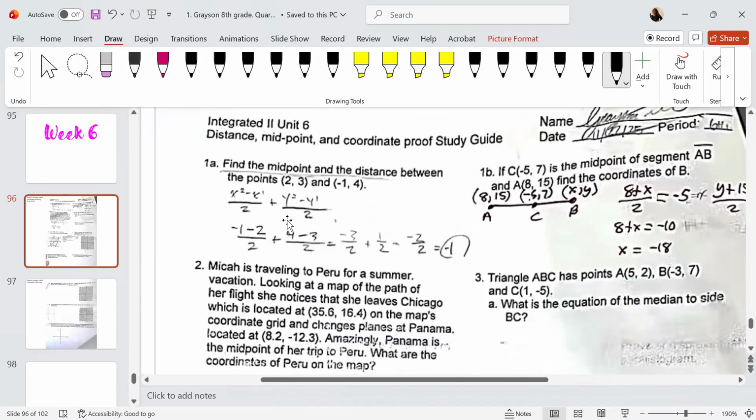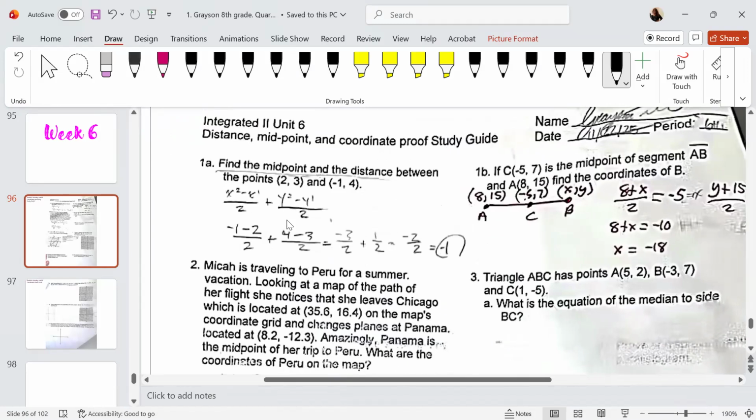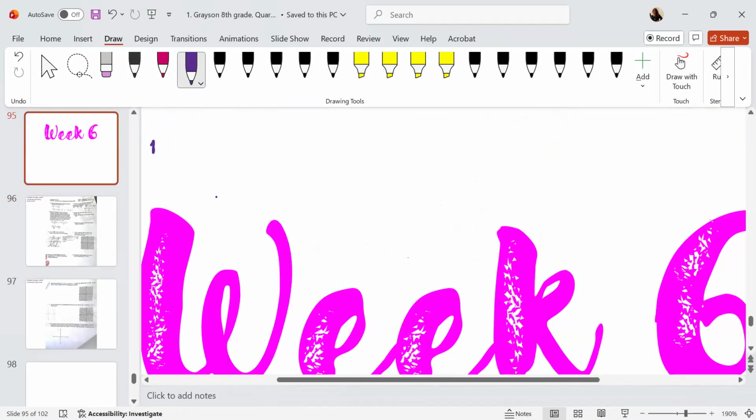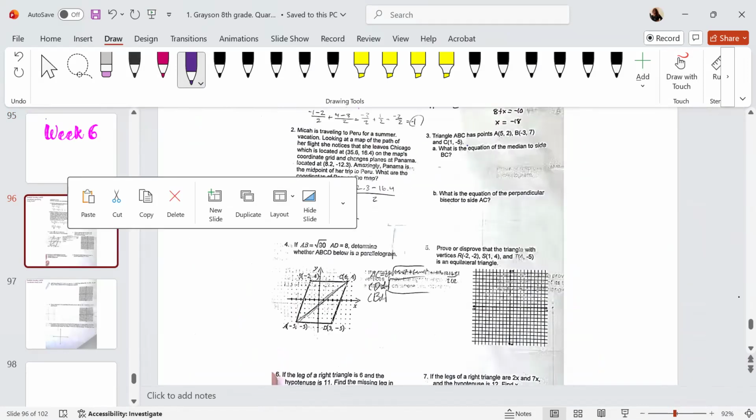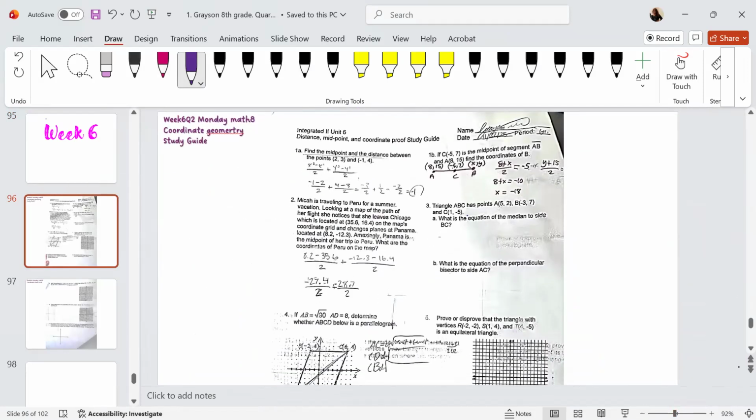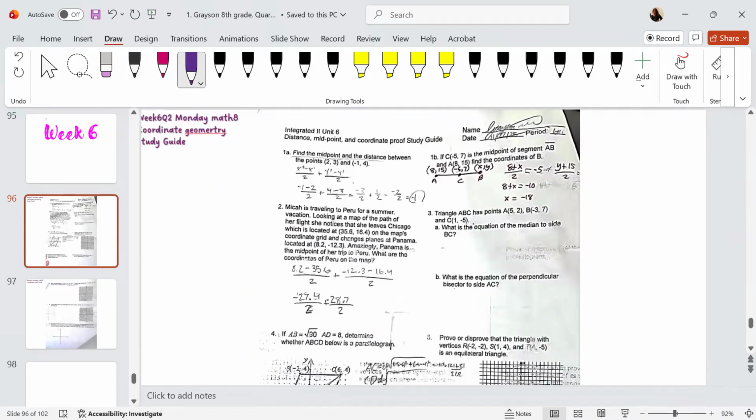Read the first question, please. Points 2, 3, and -1, 4. Explain how you find the midpoint. What's the formula for midpoint? x2 minus x1 divided by 2 plus y2 minus y1. Are you allowed to have a piece of paper for that or no? No. Okay.